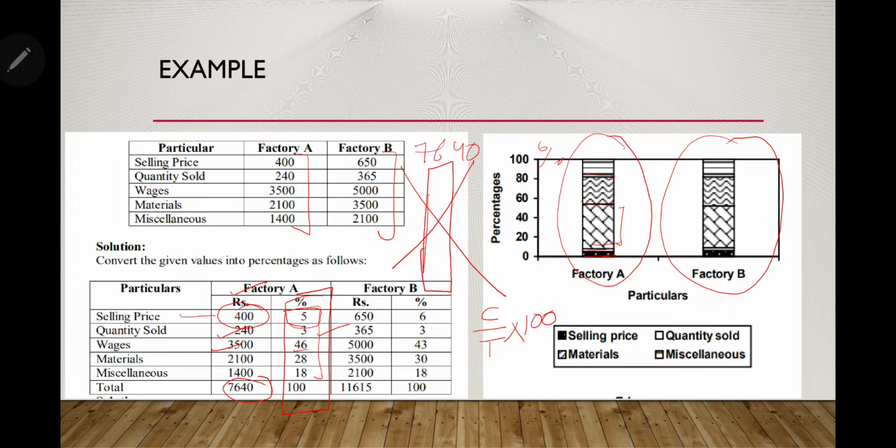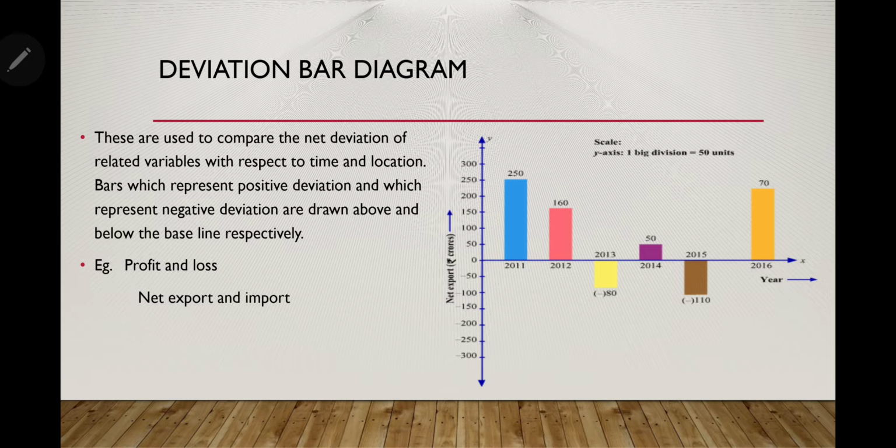Unlike subdivided bar diagram, the height of all percentage bar diagrams is same because total of percentage bar diagram is always 100%. Also, like subdivided bar diagram, here we need to give the key box or index in order to differentiate between different type of variables.